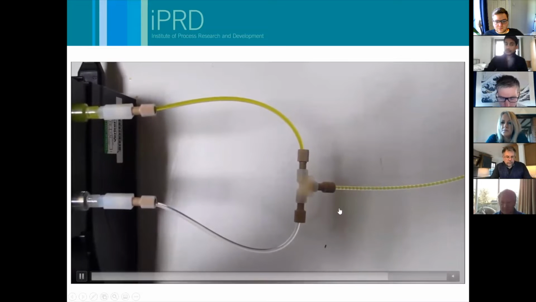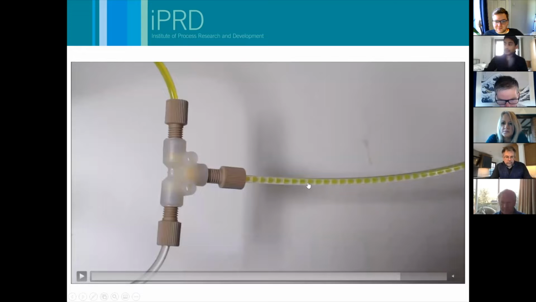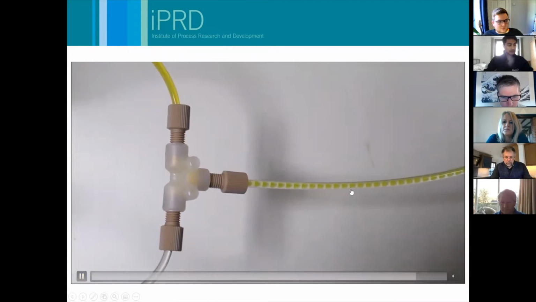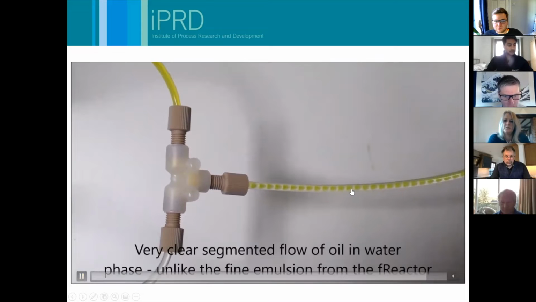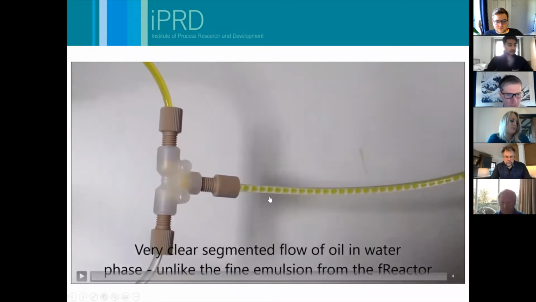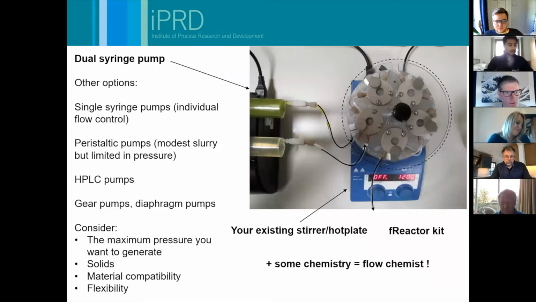Although it looks really pretty, you've got very, very regular drops of water within the oil phase, so we've got an oil continuous phase. You've actually got very small amounts of surface area for any mass transfer between those 2 phases. So the mixing in this type of system is nothing like the mixing that we see within the fReactor system. This is an example of a multiphasic type reaction. That's quite quick, but you'll see I've broken out some of the slides in a moment.